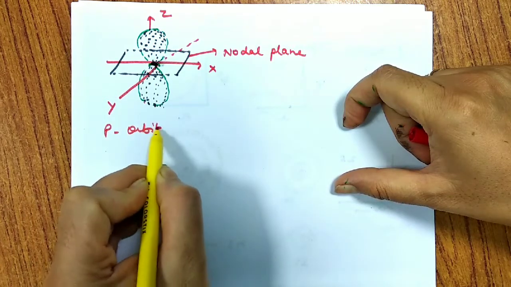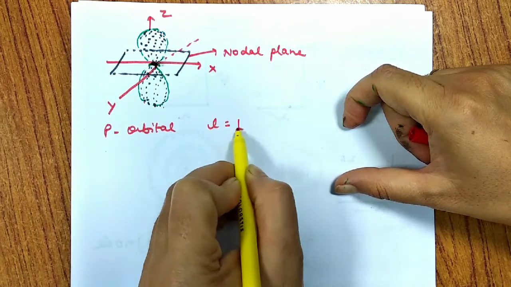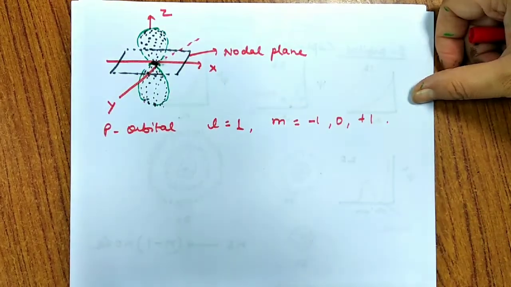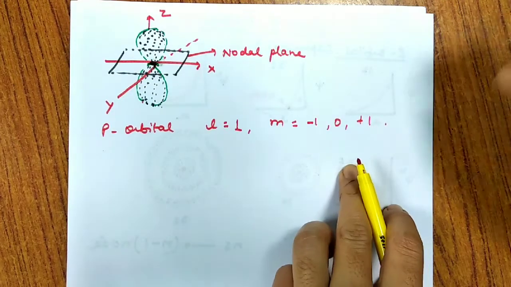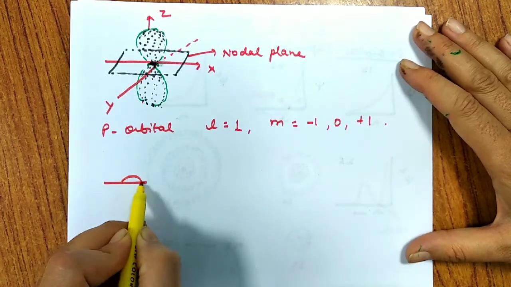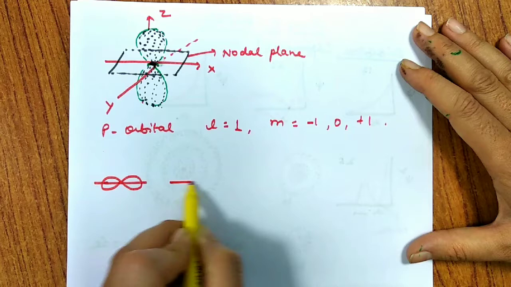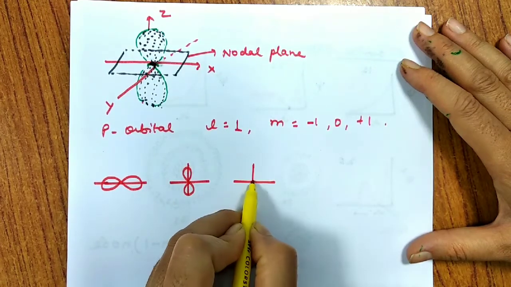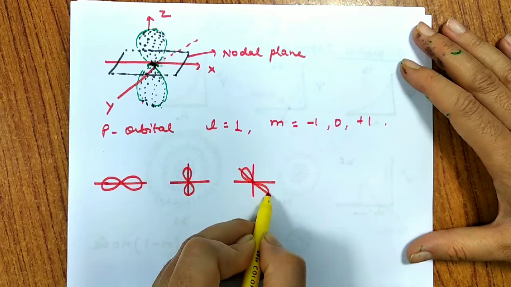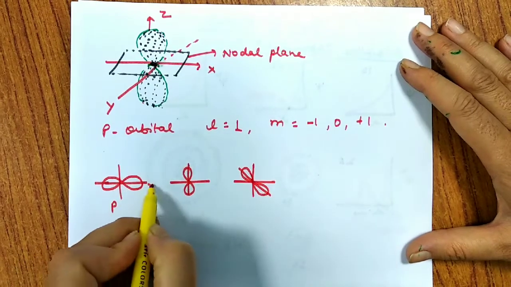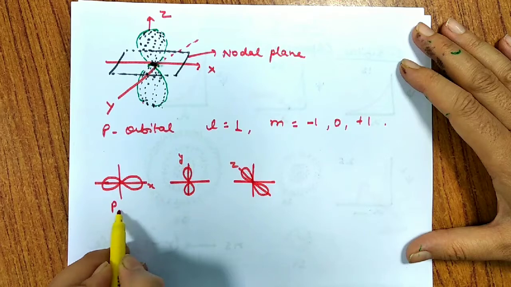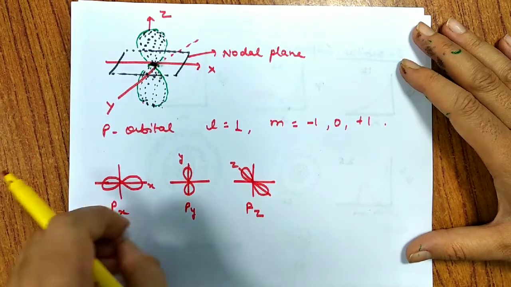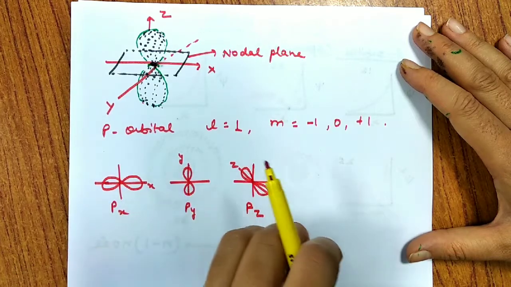For p orbital, say l is equal to 1. So if l is equal to 1, the value of m goes from -1, 0 and +1. So in this case, p orbital can have three possibilities. It can be along x-axis this way, can be along y-axis, and it can be along z-axis this way. So this we call px. This is along x-axis, y-axis and z-axis. I'll write it as py and I'll write it as pz. So these are different orientations along x-axis, y-axis and z-axis.